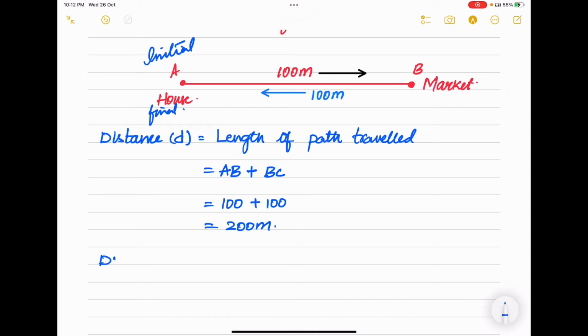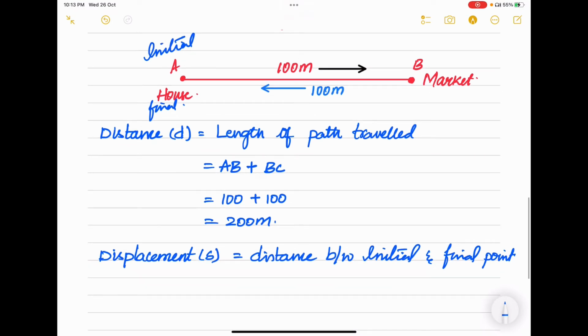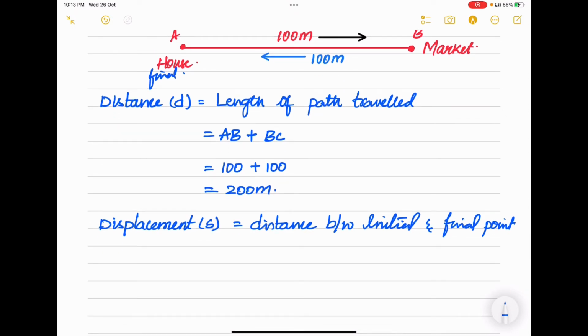And now let us go into displacement, the next one. Denoted by S, magnitude form. What we said, displacement is nothing but the distance between initial and final point. In the example, the initial position is the house only, and the final position is also the house only. So the distance between initial and final position will be 0, because initial and final points are same. So directly you can say displacement is 0 meter.